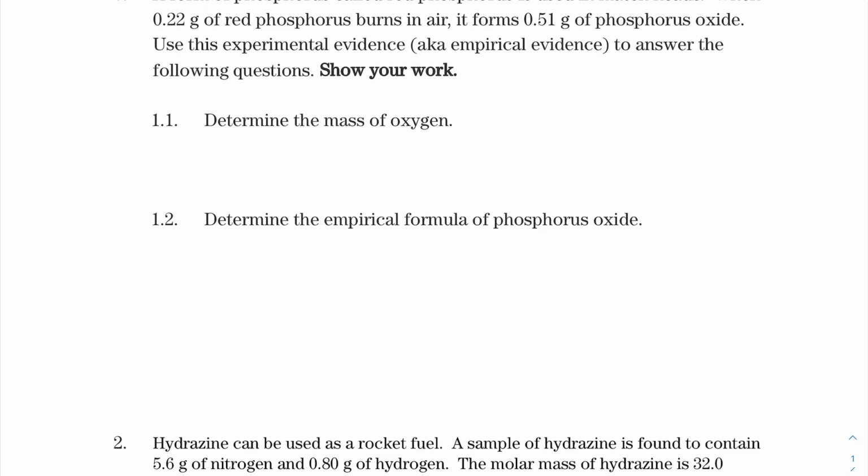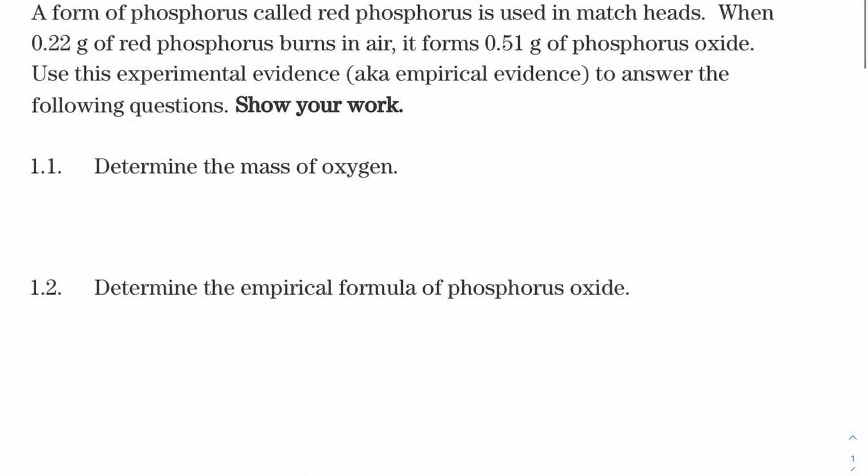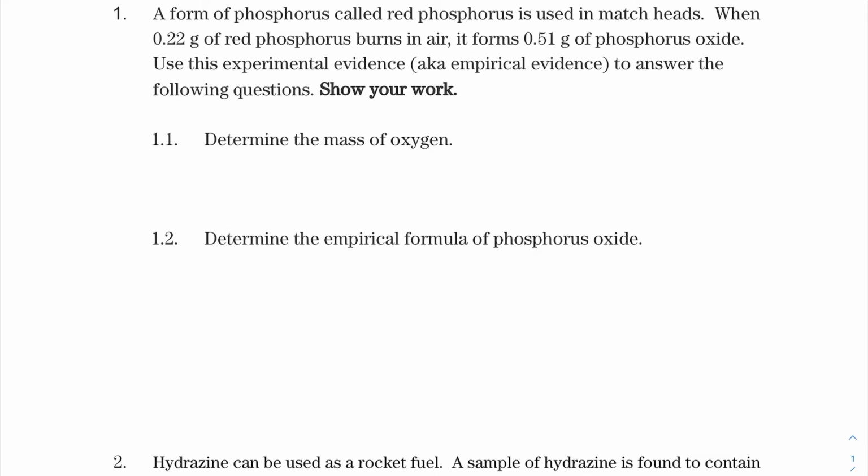Number 1, a form of phosphorus called red phosphorus is used in match heads. When 0.22 grams of red phosphorus burns in air, it forms 0.51 grams of phosphorus oxide. Use this experimental or empirical data to answer the following questions. So we have phosphorus oxide. It's made of phosphorus, and there's 0.22 grams of that, and it's made of oxygen. And the first question says we need to figure out how much oxygen there is.